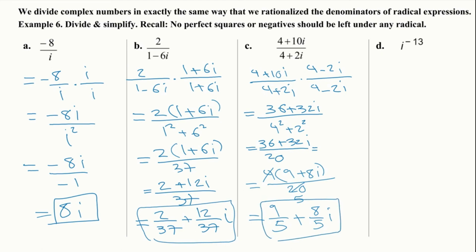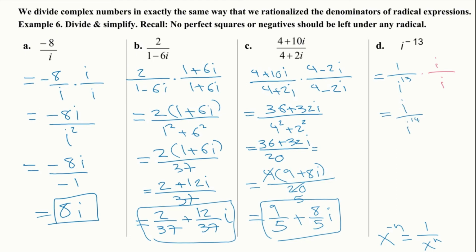Now how about this one, i to the negative 13? Well, remember we have a rule that says x to the negative n is 1 over x to the n, right? So I'll go ahead and write that as 1 over i to the 13. Now if I just multiply by i on top and bottom like this, I end up with i over i to the 14.